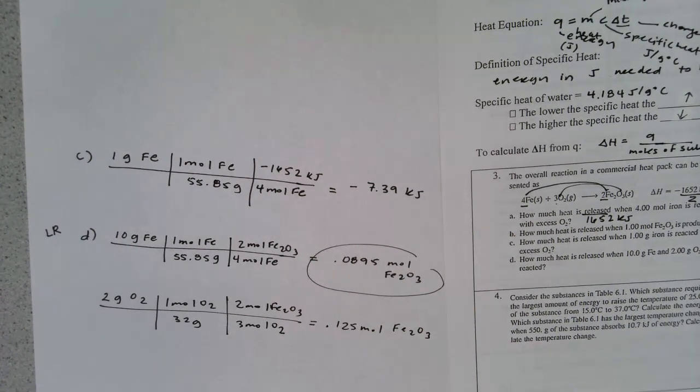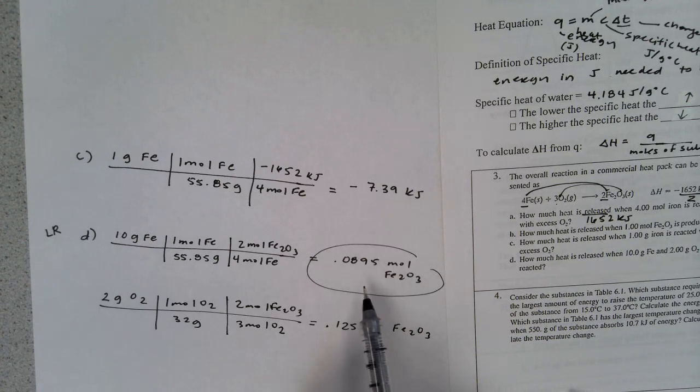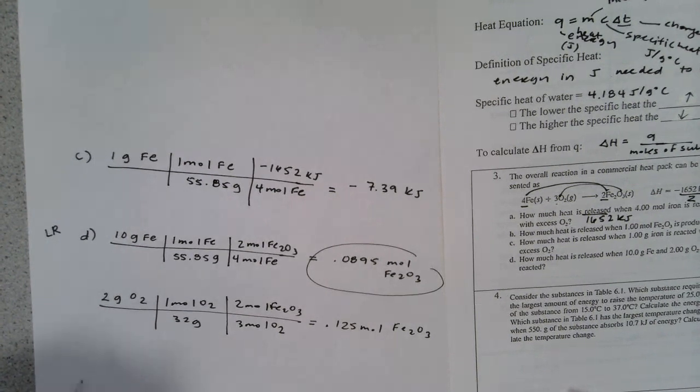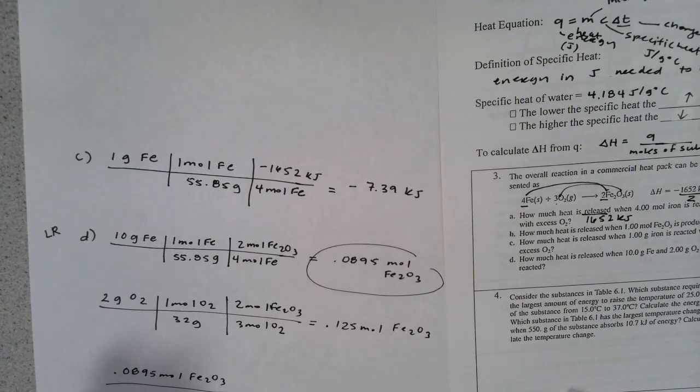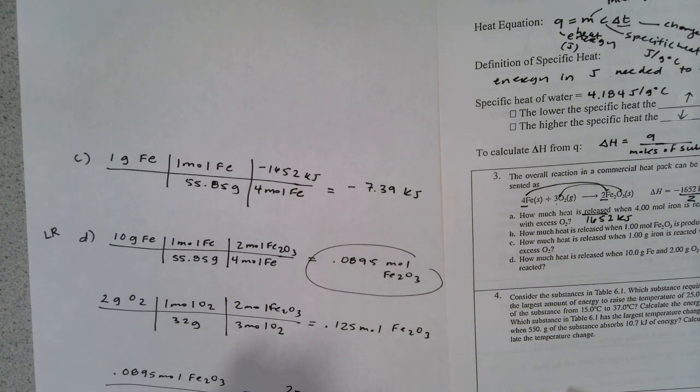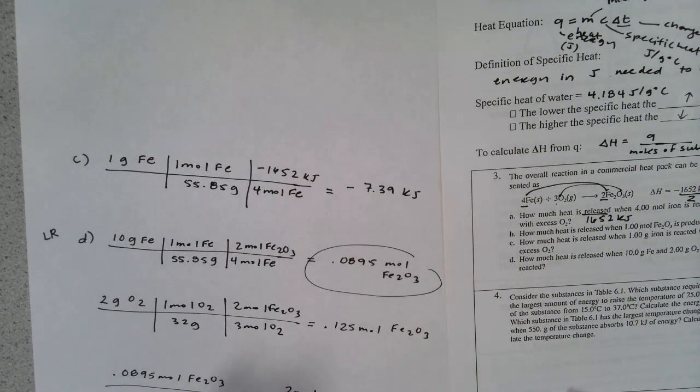So what do you do from here? Well, if we know it's this many moles that we can produce, we want to know how much heat's released. So we can just set up a proportion. We can say 0.0895 moles of Fe2O3 produces X kilojoules, whereas in our reaction, 2 moles produces negative 1652 kilojoules. And you just cross multiply.